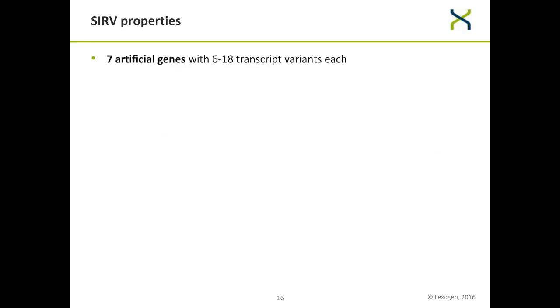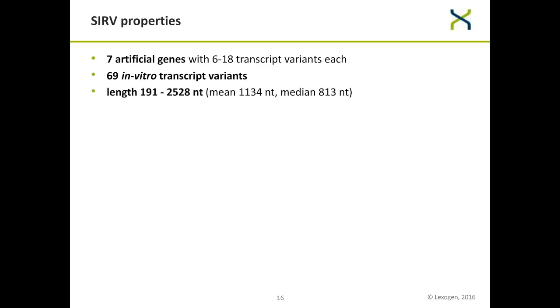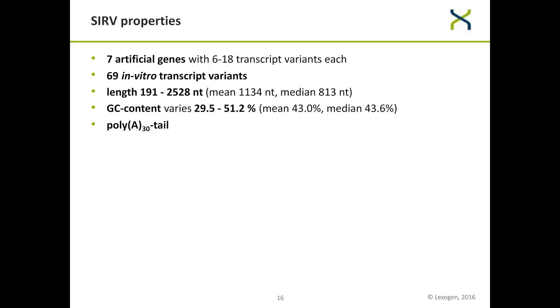So in the end, we obtained 7 artificial genes with 6 to 18 transcript variants each, summing up to 69 in vitro transcript variants. The length mirrors again the nature of the human mRNAs, from 200 to 2,500 nucleotides. Also, the GC content is in that region. All of these have a uniform poly-A tail, which is 30 nucleotides long, and guarantees in standard library preparation protocols that these SERV mRNAs are captured with the same or almost the same efficiency as endogenous RNA.